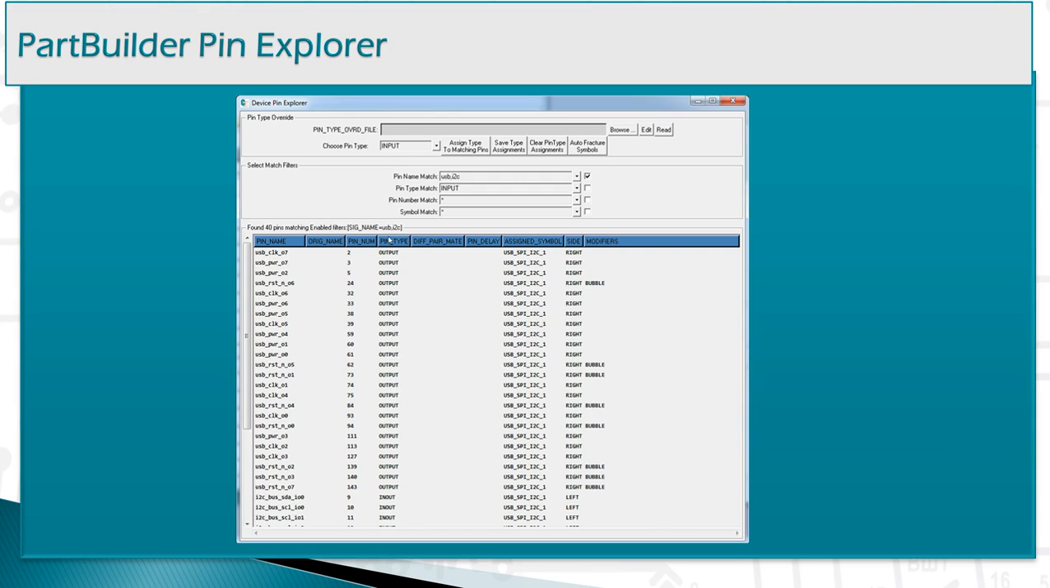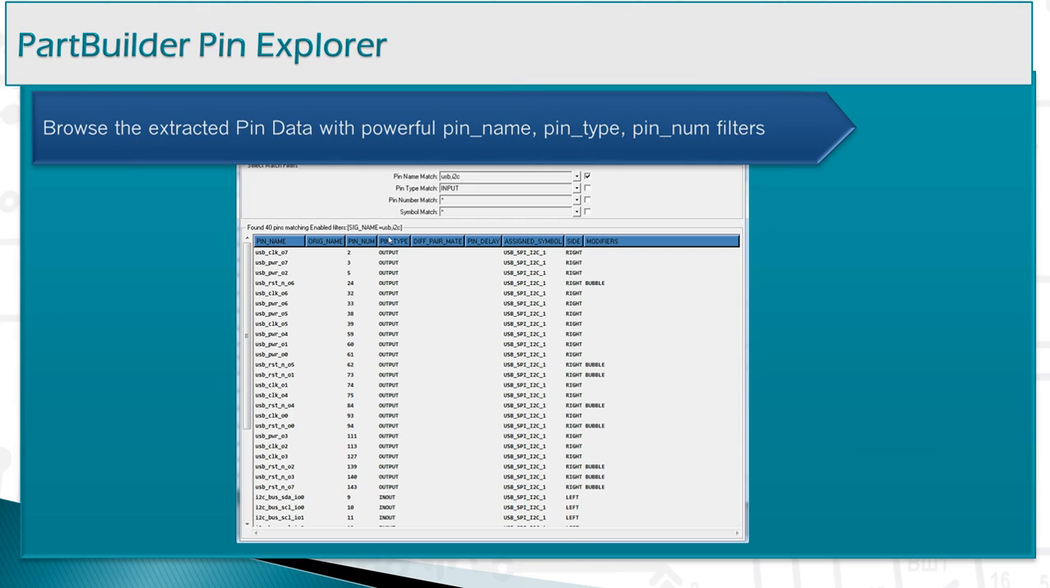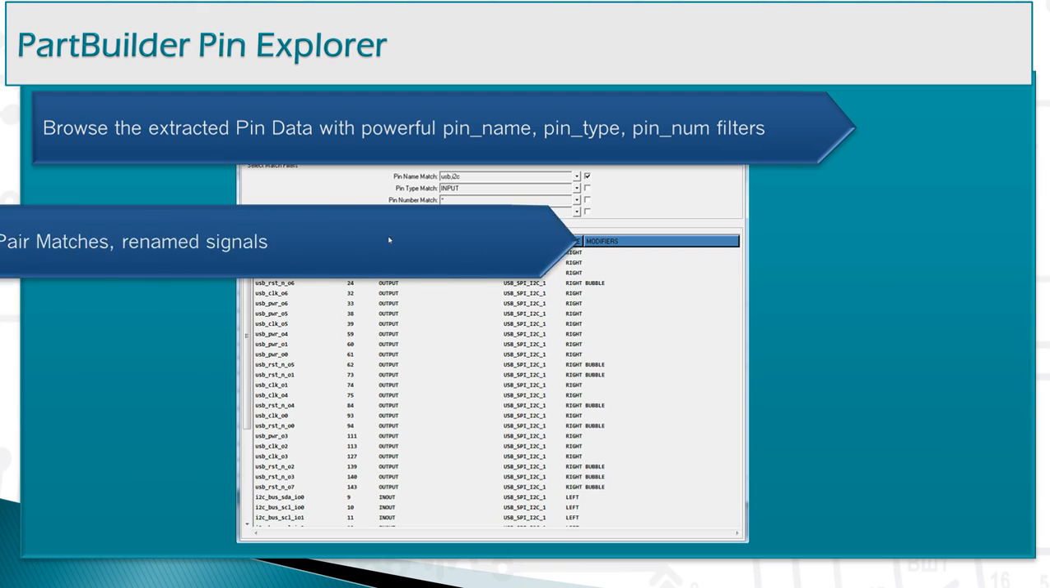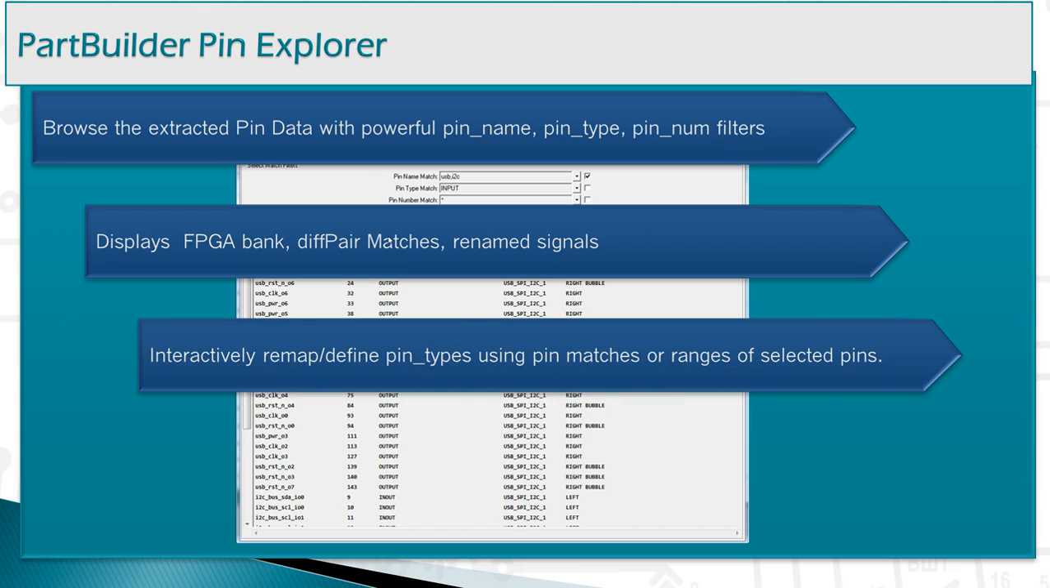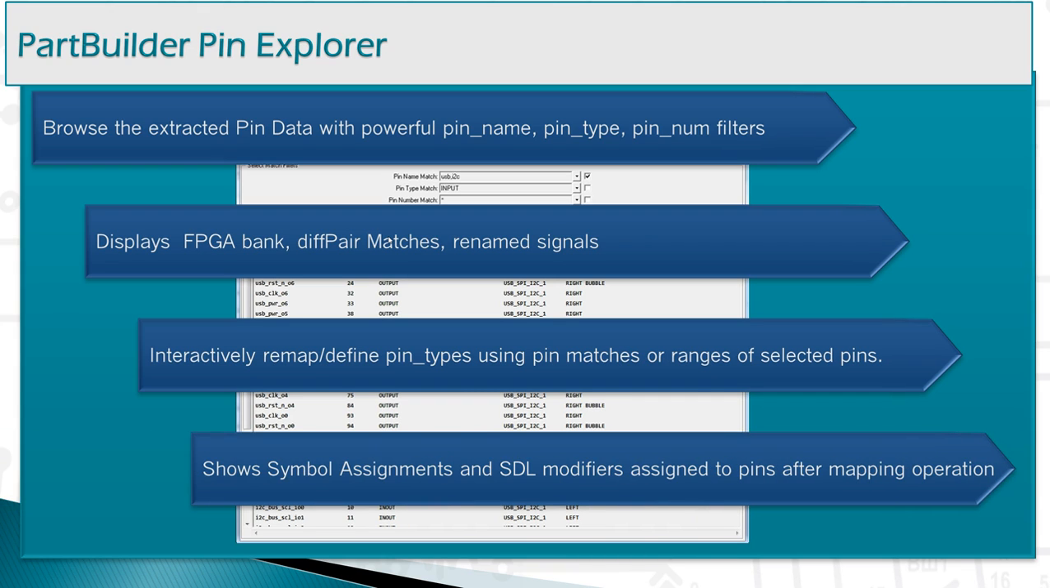Once we read the pin data, the PartBuilder Pin Explorer can be used. With that, we can browse the extracted pin data with powerful pin name, pin type, and pin number filters. We can display FPGA bank, diff pair matches, renamed signals, type, and what symbol it's assigned to. We can interactively remap and define pin types using pin matches or ranges of selected pins. And we can show the symbol assignments and SDL modifiers that are assigned to pins after the SDL mapping operation has run.